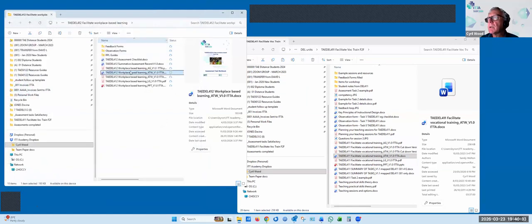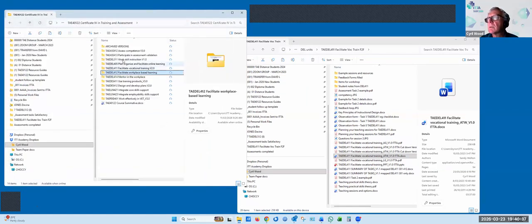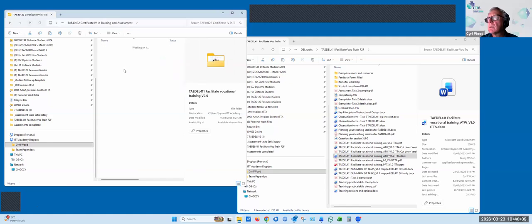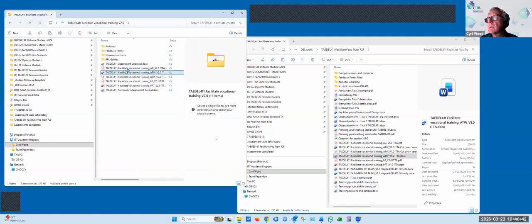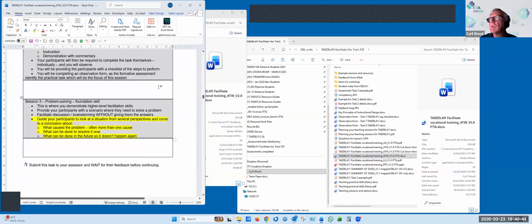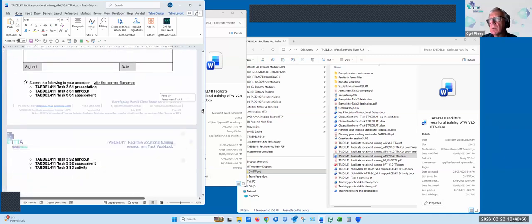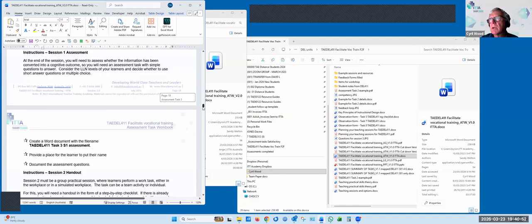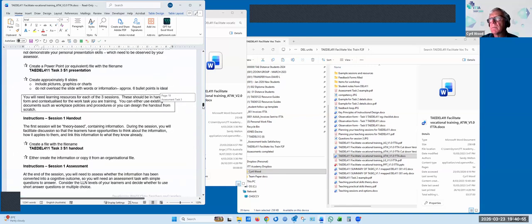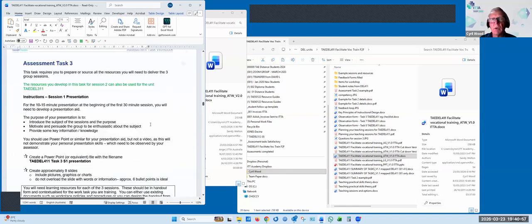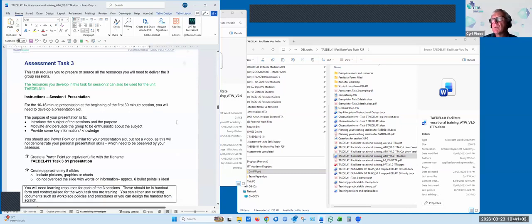Work-based training, face-to-face. So I'll have a look at task 4. And task 4, task 3. You can see task 3. I've shown you examples. Can you see this task 3 stuff on the screen?